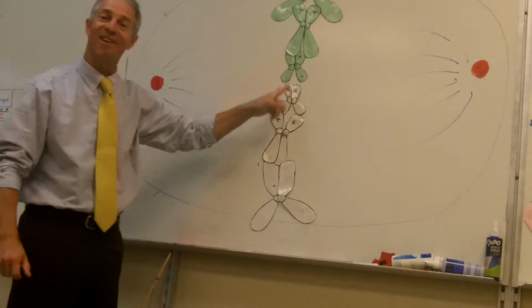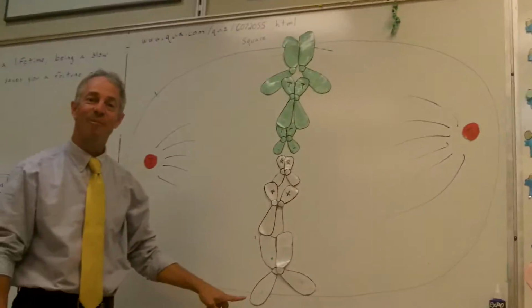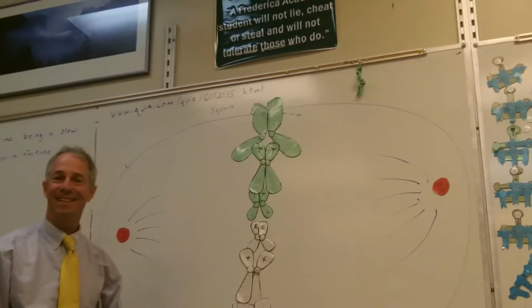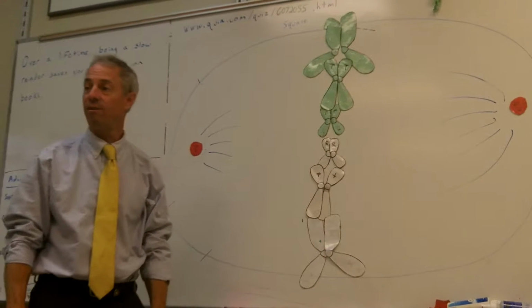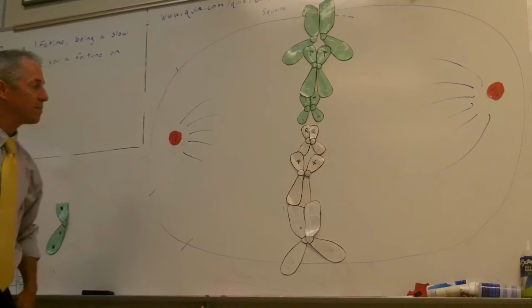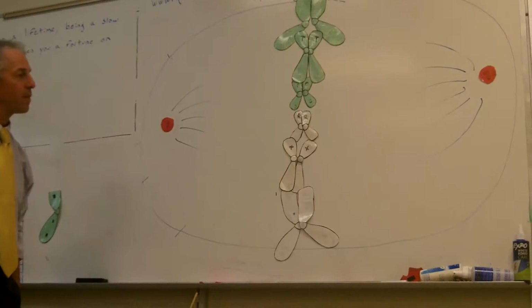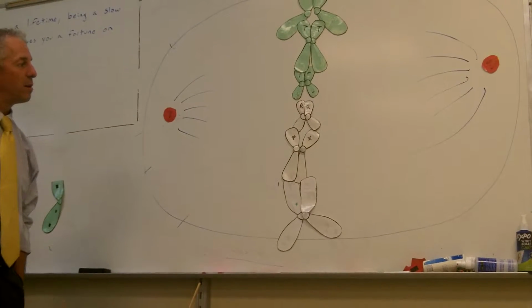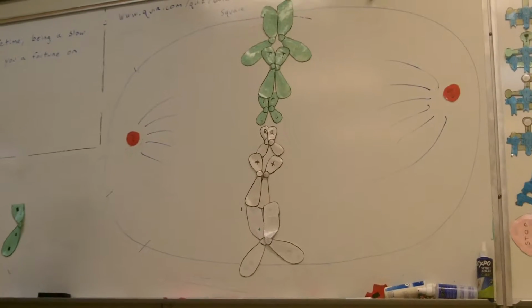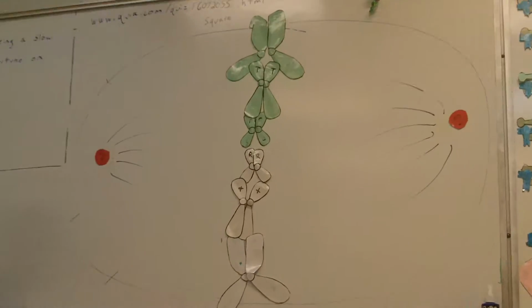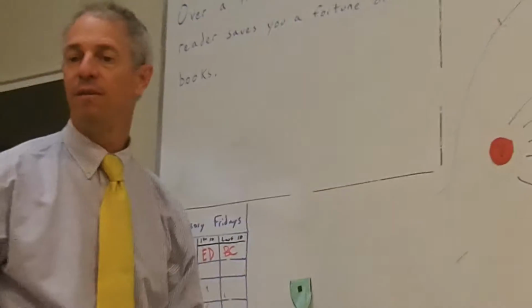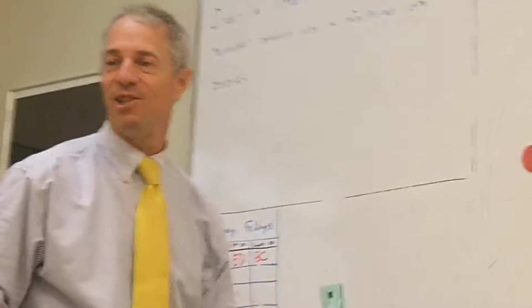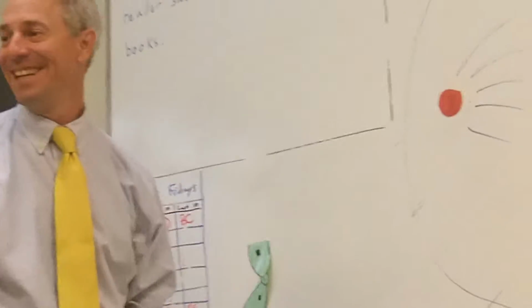Do y'all know what this line is called? The equator. It is actually the equator of the cell, you're right. What is it called? The metaphase plate. They line up at the metaphase plate, which is at the equator of the cell. Jenny was right. Metaphase plate.